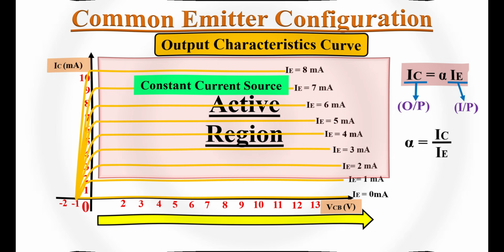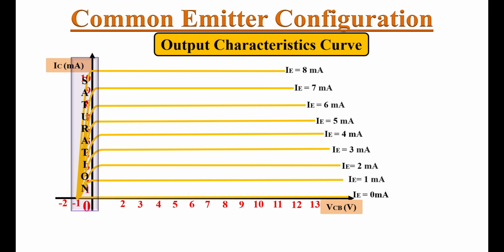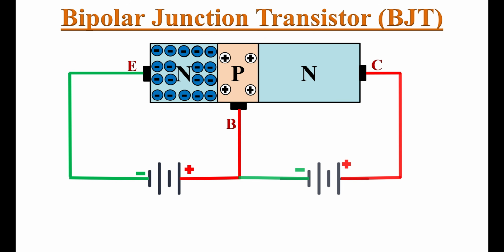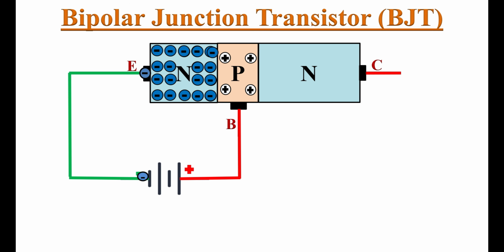Now let's talk about the saturation region. Let's observe this region clearly. In this region, as we reduce the voltage between the collector and base terminals, that is, VCB goes negative, the collector current starts reducing. This is because as we remove the reverse bias between the collector and base junction, the electrons flowing from emitter to base will not be able to cross this base collector junction.